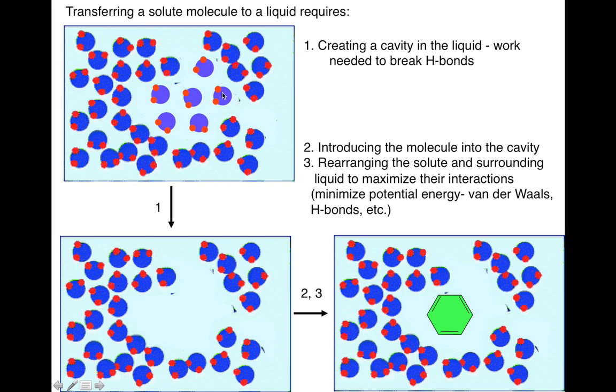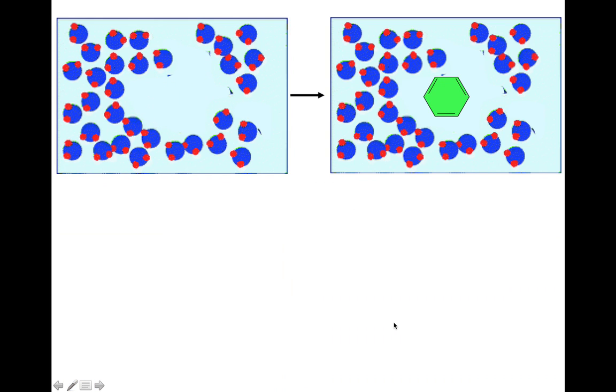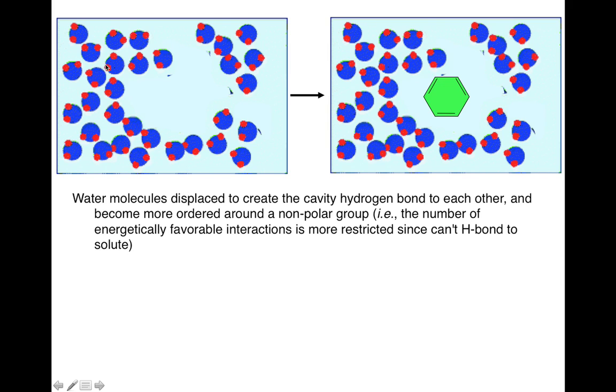Okay, but think about this process. We had to open up a cavity and then rearrange things. So to displace these water molecules to make this cavity, you have to order them to some degree around this nonpolar group, because the number of energetically favorable interactions is going to be more restricted. In general, for a really nonpolar group, you're not going to really form hydrogen bonds, in contrast to hydrogen bonding to other water molecules. And it's ultimately just more restricted. Okay, the space is restricted and so forth.